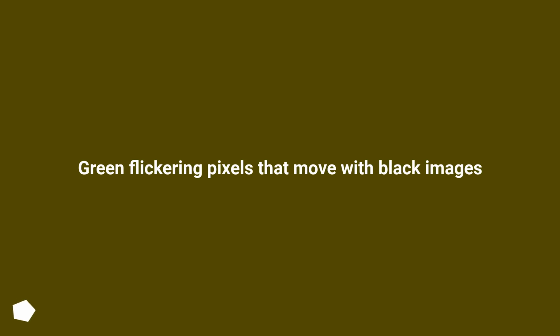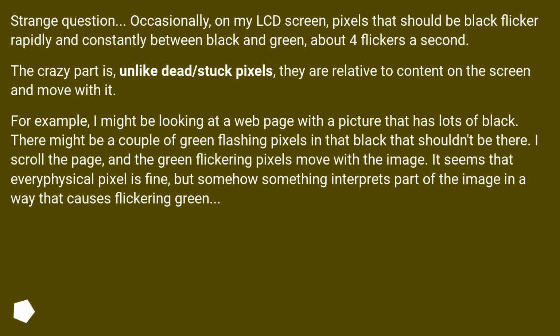Green flickering pixels that move with black images. Strange question. Occasionally, on my LCD screen, pixels that should be black flicker rapidly and constantly between black and green, about 4 flickers a second. The crazy part is, unlike dead/stuck pixels, they are relative to content on the screen and move with it.